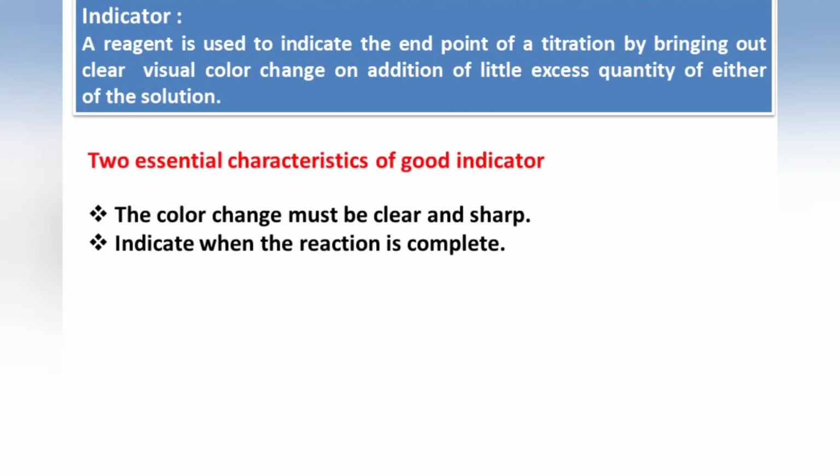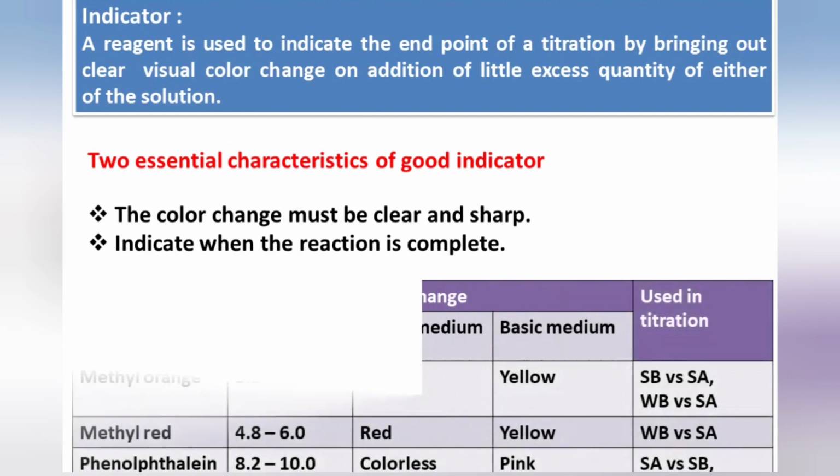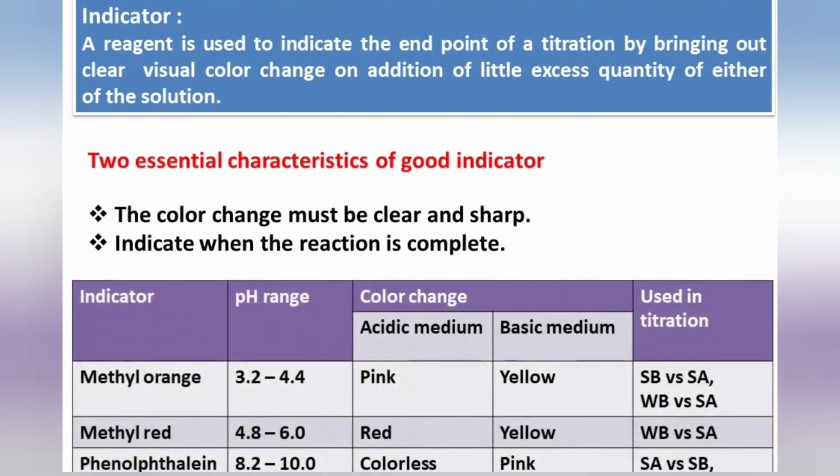The essential characteristic of a good indicator is that the color change must be clear and sharp, and it must be indicated when the reaction is what? Complete. There are three main kinds of indicator that we use mostly in titration. You have methyl orange, you have methyl red, and you have phenolphthalein, okay? For these, you can pause this video and look at their pH and their color change.